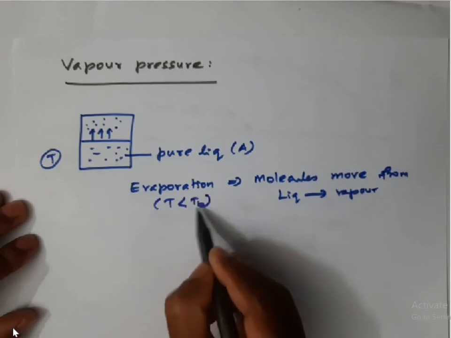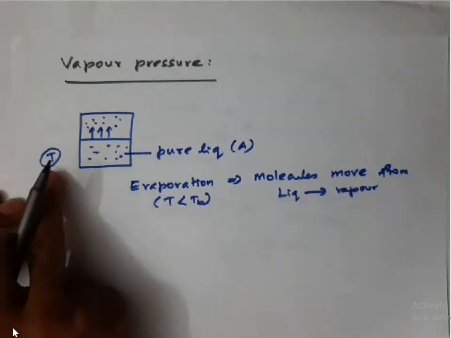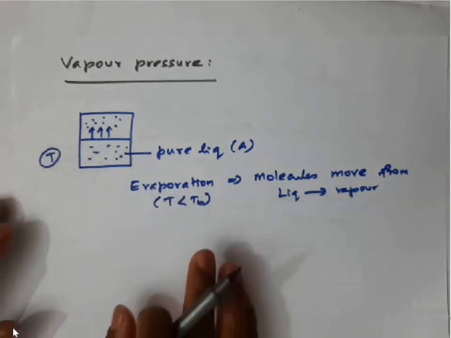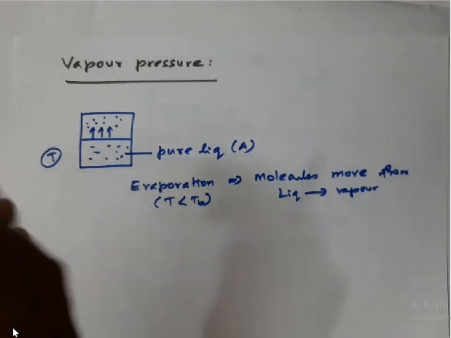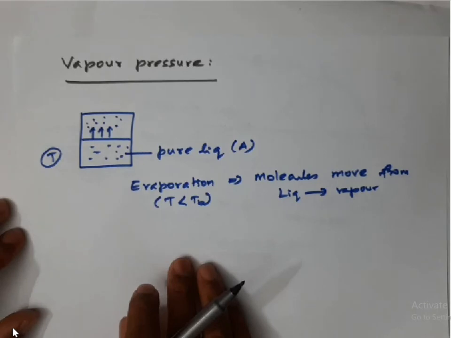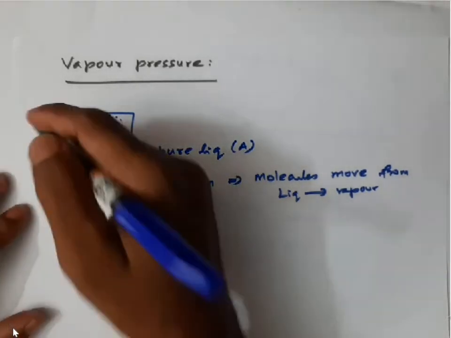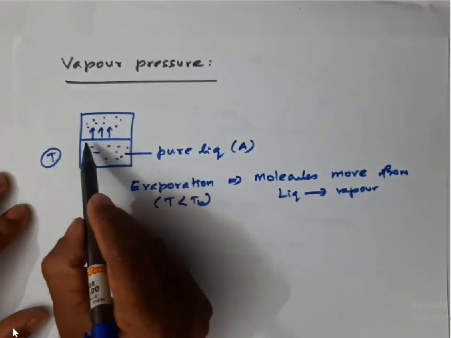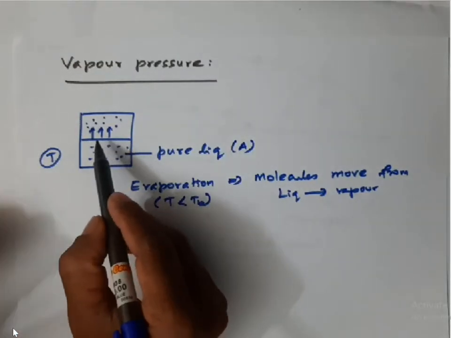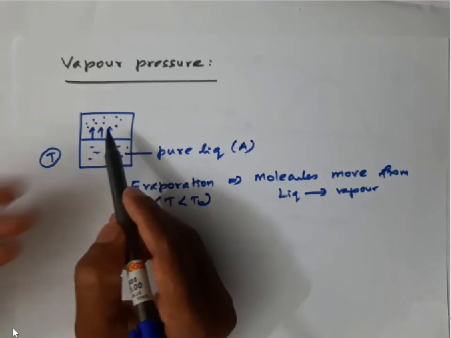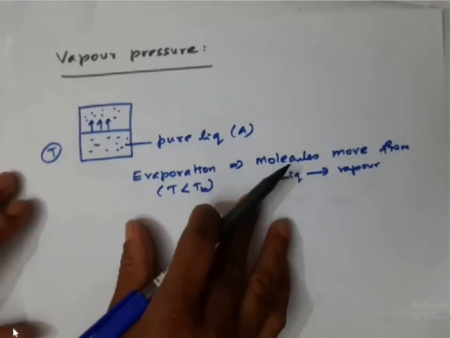Evaporation occurs at a temperature less than the boiling point. You know very well, it is not boiling point. Assume that it is below boiling point, so take some temperature below boiling point, and the temperature should be constant. At constant temperature, what will happen? The molecules present on the surface will escape from the surface and occupy the empty space, and this process is what we call evaporation.